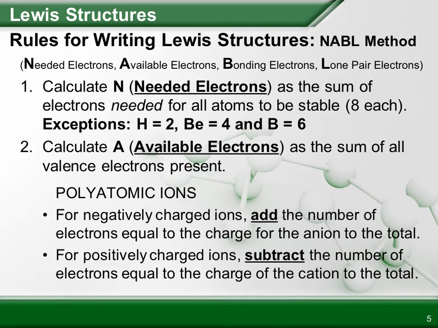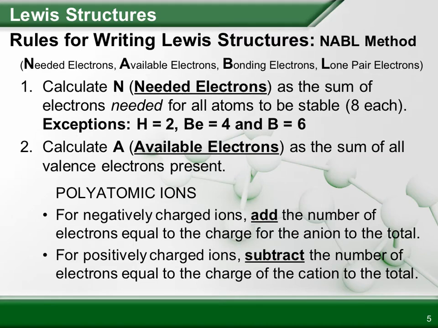The second step is to calculate A, the available electrons. These are the valence electrons that each atom is contributing to the molecule. So it's the sum of all valence electrons present.